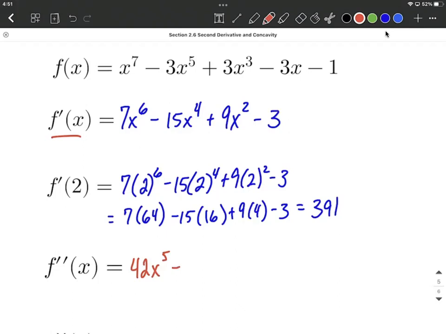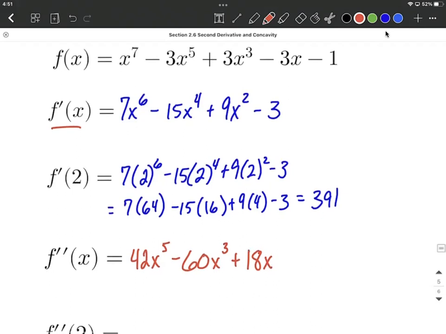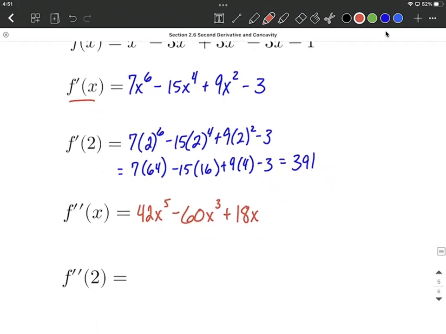Minus, power rule again, 4 comes down, multiplied by 15 is going to give us 60. Reduce the exponent by 1, x cubed, plus 2 comes down, multiplied by the 9, 18, x to the 1st power as we reduce that by 1, and then the 3 is a constant. Its derivative is going to be 0. So I'm going to leave that 0 off.